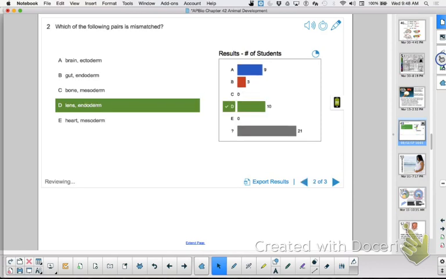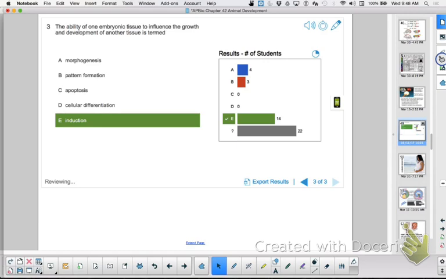All right, 10 of you got this right. Which of the following one is mismatched? You may not know any of these, but you know that the lens comes from the ectoderm, right? 9 of you said brain and ectoderm. Where does our nervous system come from? The ectoderm. And our brain is part of the nervous system, okay? 3 of you said gut, endoderm. Our gut tube comes from that innermost layer. It was the archenteron, right? And then it becomes our gut, and the opening, the blastopore, is either going to become the mouth or the anus. For us, it's the anus. And those are the only wrong ones you picked.